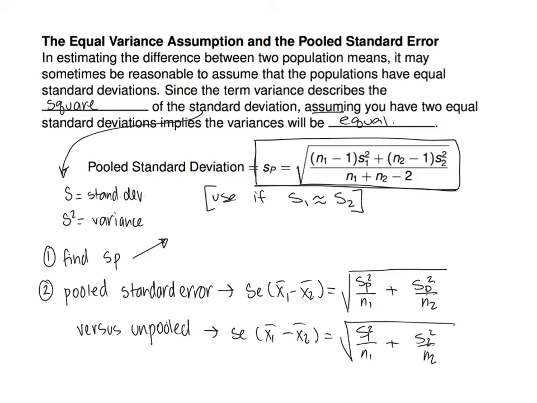The way to remember which is which: just think the pooled puts them into one pool and puts them together. That's the best way to think about it. And as long as your sample standard deviations are pretty similar, it's possible to put them together in this fashion. One nice thing about this is it lets you use bigger degrees of freedom, which decreases your multiplier.